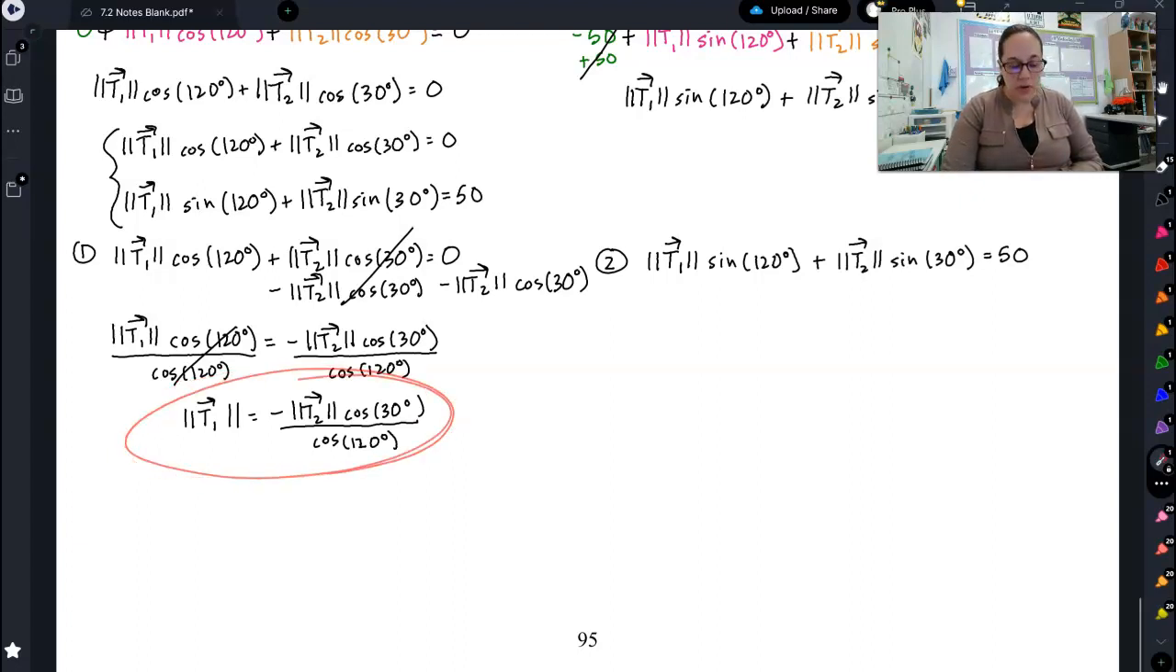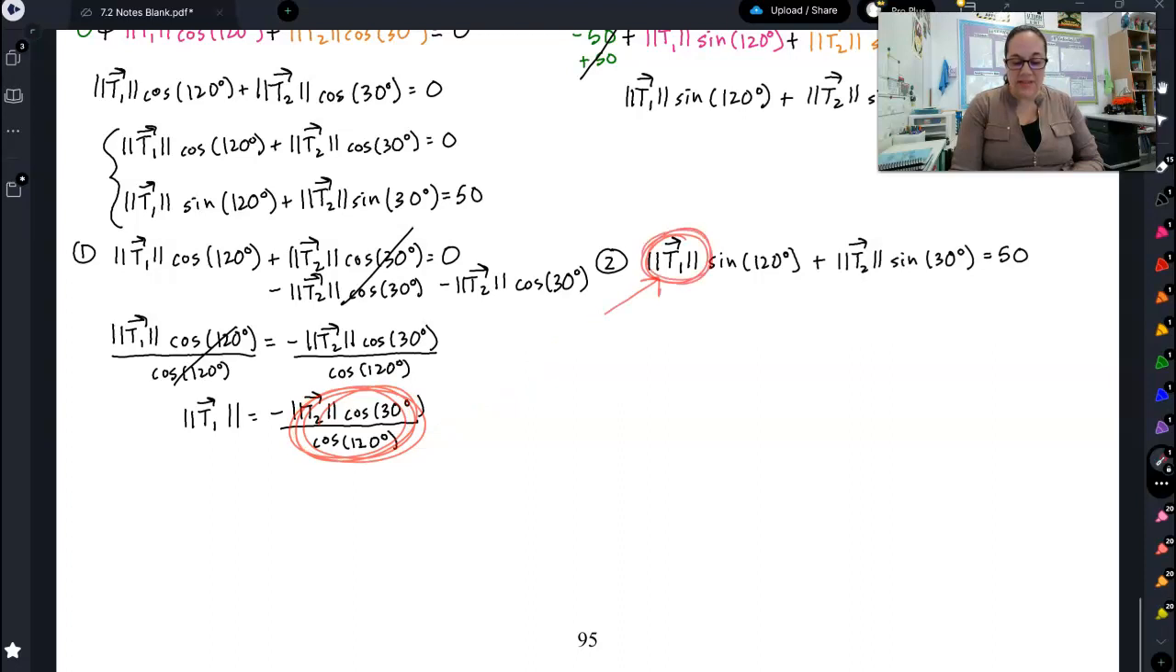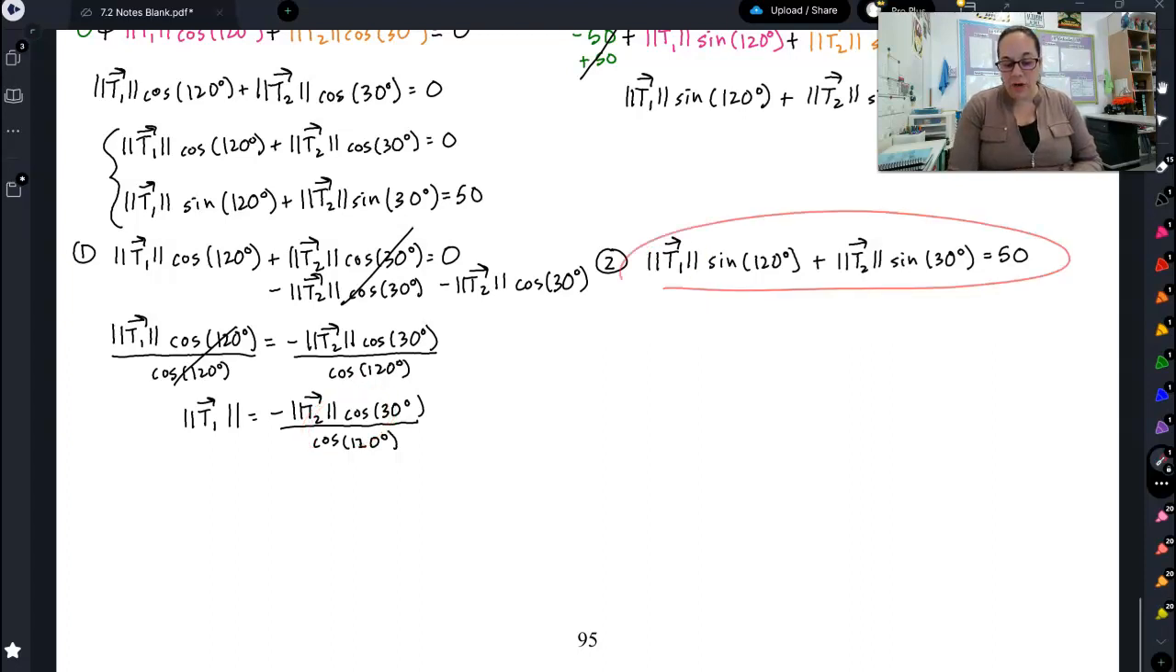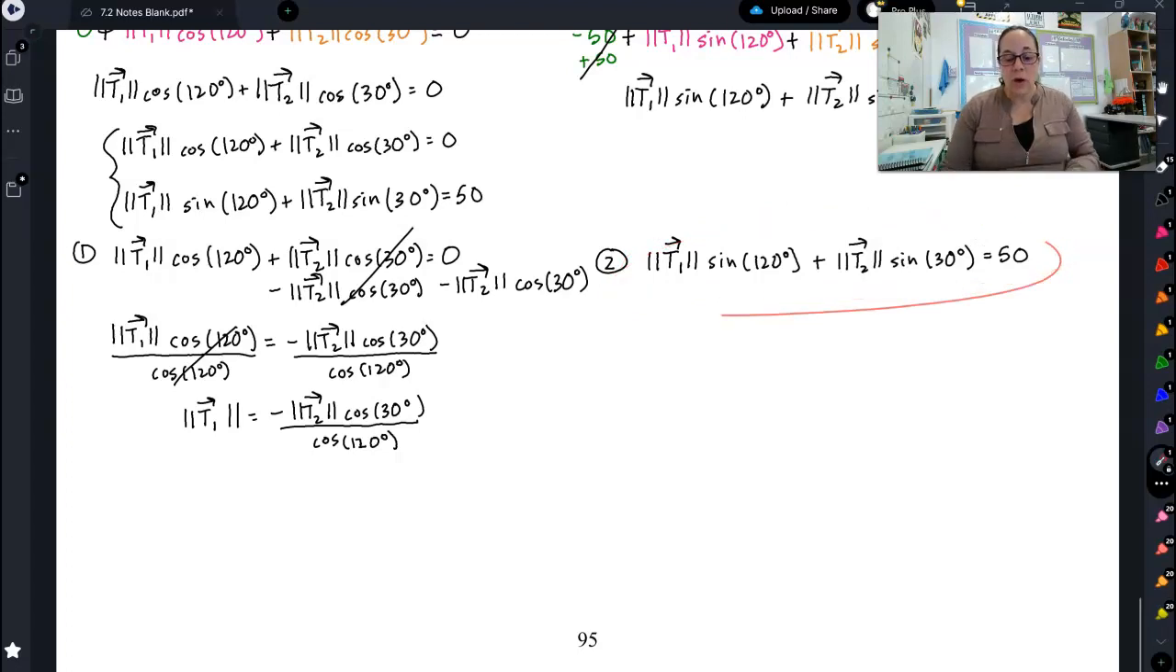So step 2, you're going to take what you got for T1, and you're going to plug it into the second equation for T1. So I'm going to replace T1 with all of this. Then I should be able to solve this equation for T2. So I would like you to pause the video and try that step on your own. Plug this in for T1, then solve for T2.